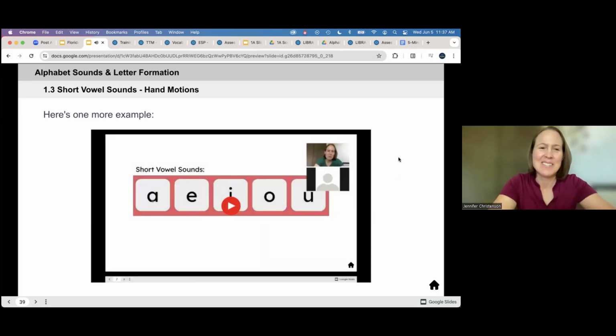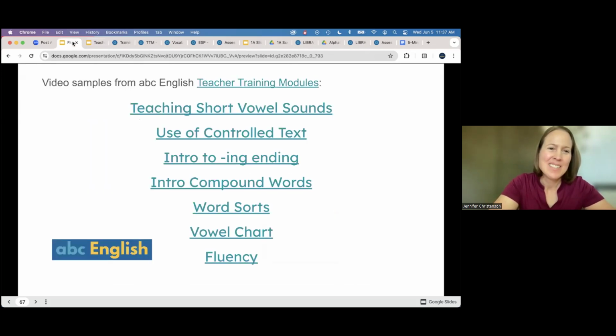Okay. Anyway, I love that the student is clearly getting it there. That's fun. So once again, that's an example from the teacher training modules. These teacher training modules are to help teachers become more confident in teaching foundational literacy skills. I showed you the example of short vowel sounds.